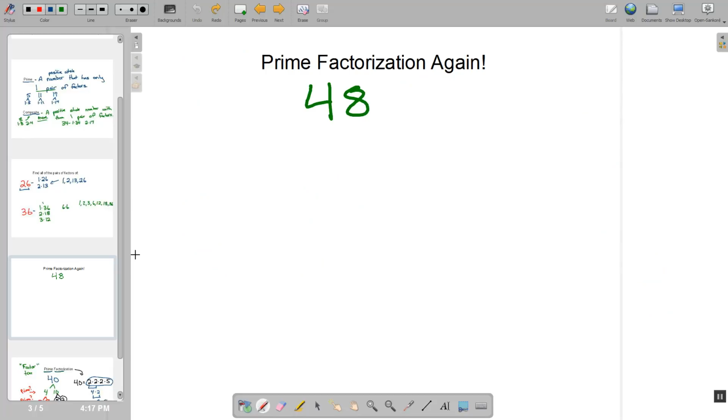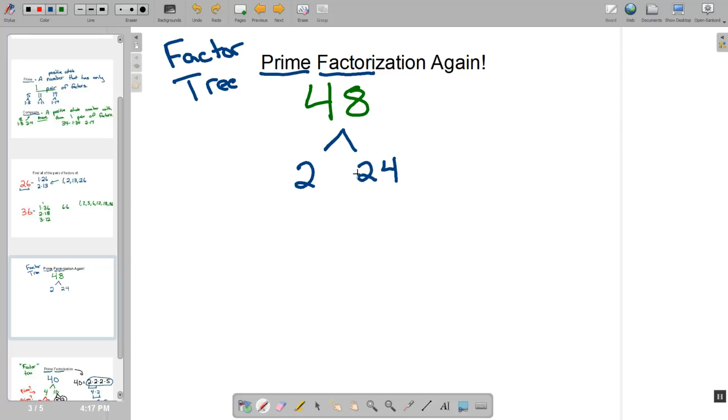We're going to do one more problem here. Once again, we are doing the prime factorization. So we want to do the factor tree, just like we did in the last problem. Now, this time I'm going to do a little bit different strategy. When this number is even, I like to just pick the number 2 right away. Well, 2 times 24 is equal to 48. Therefore, the number 2 can be circled right away.